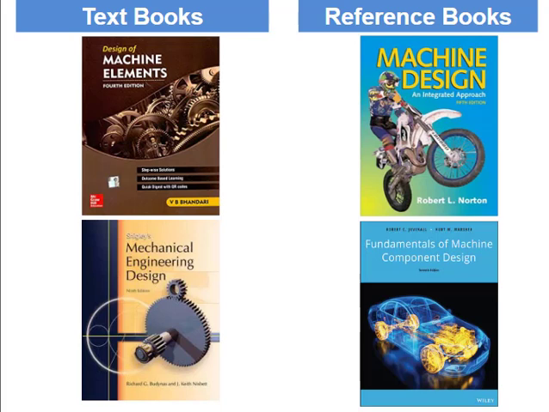The textbooks and reference books we are going to follow for this machine design course are: the first textbook is Design of Machine Elements by V.B. Bhandari. The second is Mechanical Engineering Design by Shigley. Along with these, we are going to use 2 reference books. The first reference book is Machine Design: An Integrated Approach by Norton. The second reference book is Fundamentals of Machine Component Design.